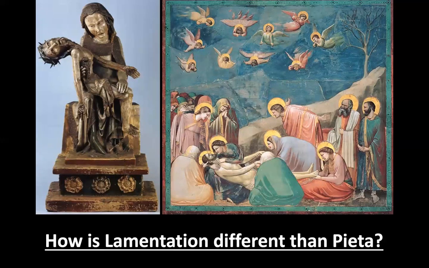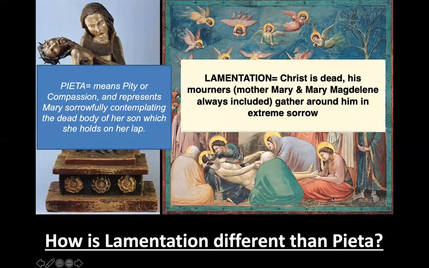All right, so we're going to start by comparing this to the Pieta. What can you tell is similar? And then what is different between these two common depictions of Jesus and Mary? So the Pieta we talked about means pity or compassion, and this represents Mary sorrowfully contemplating the dead body of her son, which she is holding in her lap, and it's always just the two of them. The Lamentation is going to have a group of people. So Christ is dead, and his mourners, which is going to be Mother Mary and Mary Magdalene. She's at his feet down here. She's always included. They all gather around him in extreme sorrow. So it's still depicting the same feelings. It just has more people.